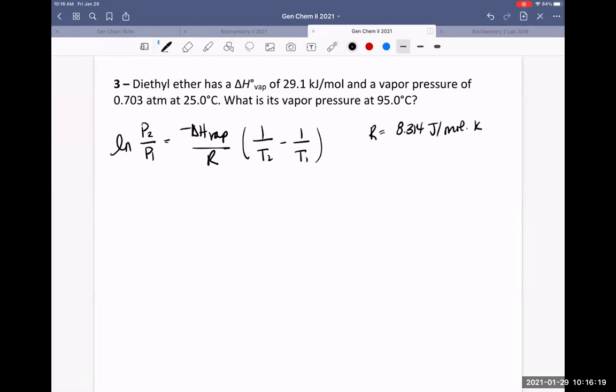This is an R value that has different units in it, because we're not talking about liter atmosphere per mole Kelvin. We're interested in energy. So it's still the same value, but with different units. R is still the same value, but now we've got units of joules per mole Kelvin.